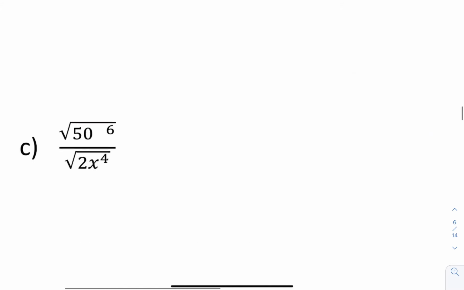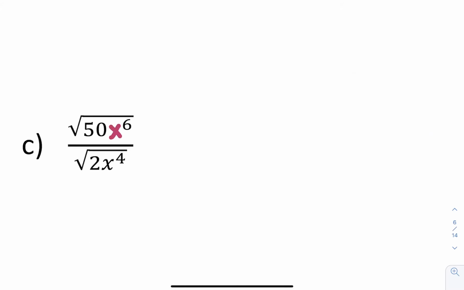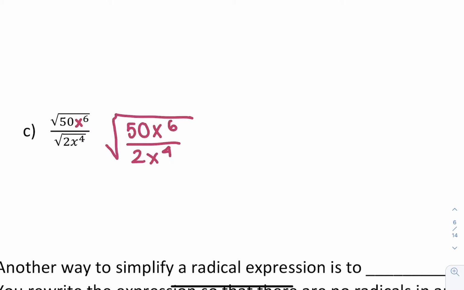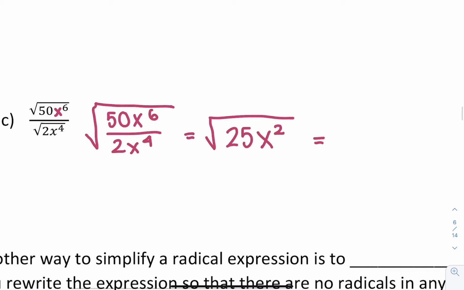In this next one, we're also missing a little x right here. We have the same index. They're both 2 because they're not written. So we'll combine this as 1. So this is 50x to the 6th over 2x to the 4th, which becomes the square root of 25. Now we subtract our exponent 6 minus 4 to get 2, which becomes the square root of 25, which is 5, the square root of x squared, which is x.